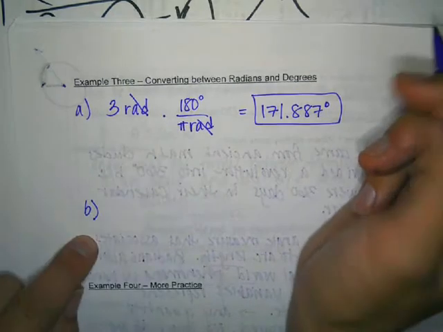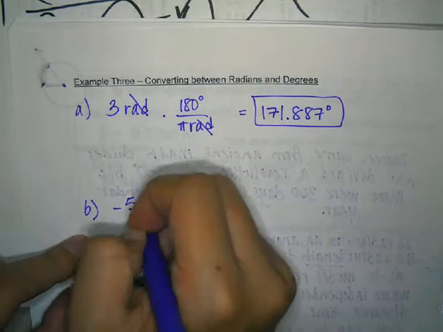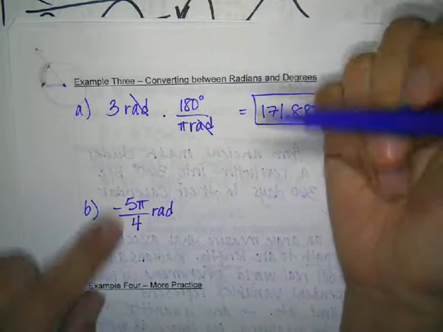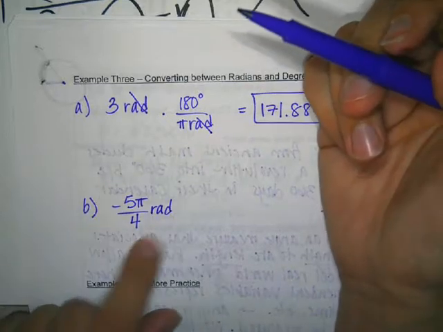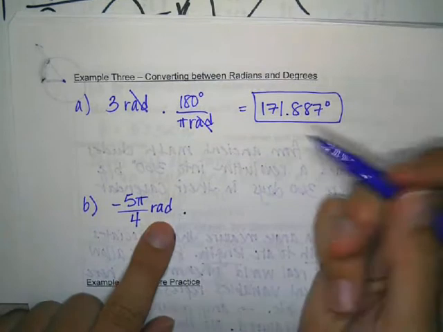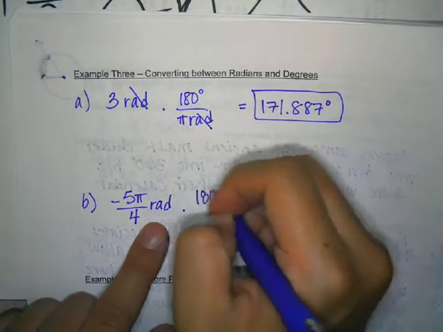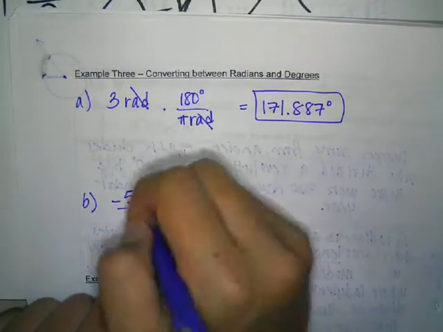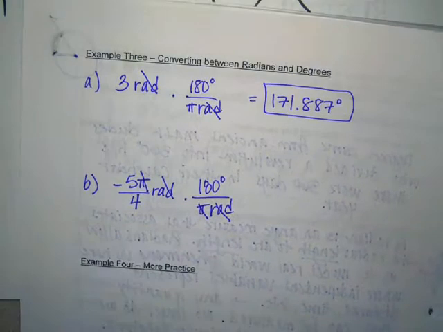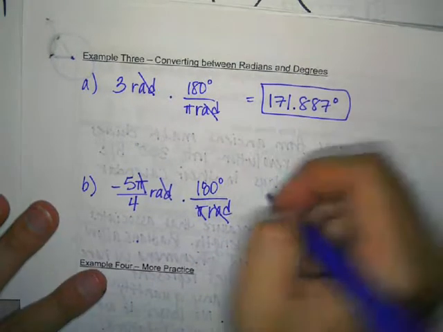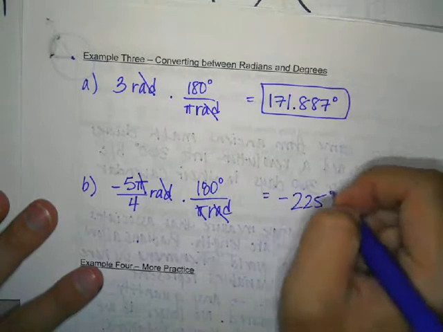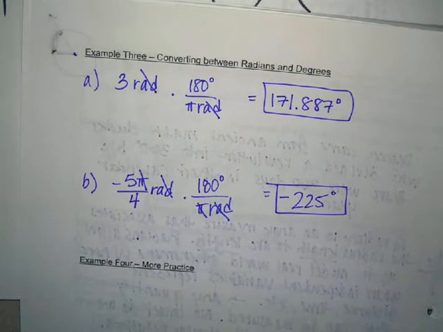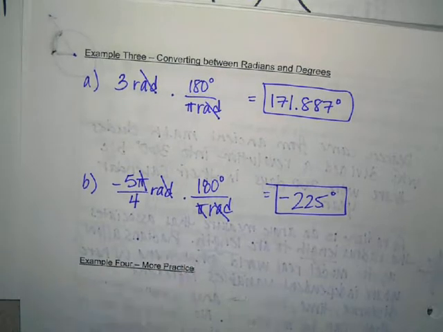And then for B, if you have negative 5 over 4 pi radians, so this is a radian measure, to convert to degrees, you're going to multiply again by 180 degrees over pi radians. The radians cancel. The pi's end up canceling, and you have negative 5 times 180 divided by 4. And you end up getting negative 225 degrees. Okay, that'll be where we stop. I know we have example 4, but we're going to use that as part of our whole group review tomorrow.